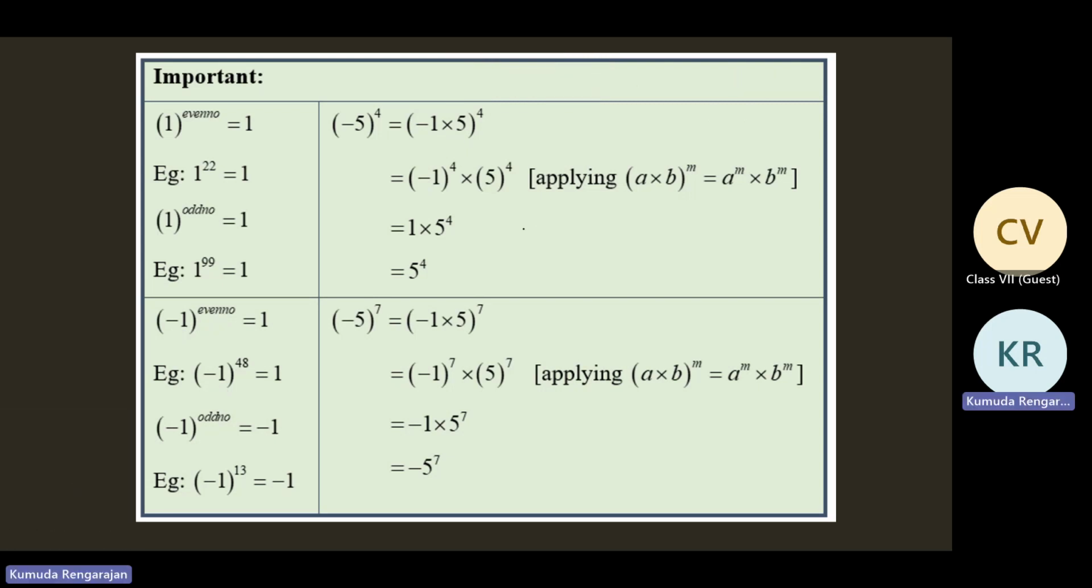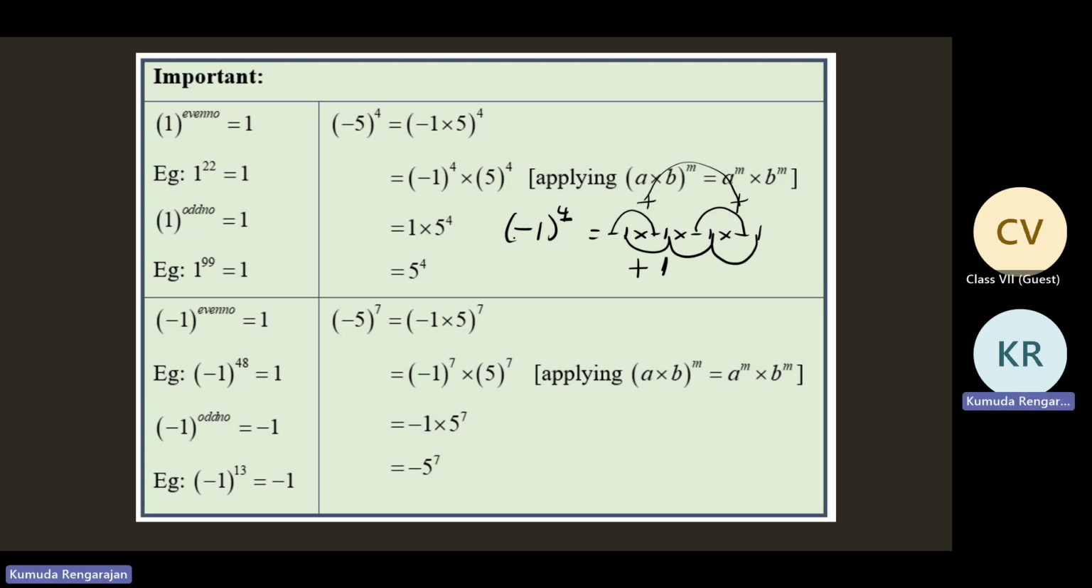Now just consider minus 1 to the power 4, where the power 4 is even. This means minus 1 into minus 1 into minus 1 into minus 1. Minus into minus is plus, minus into minus is plus. Plus into plus is plus. Now 1 into 1 is 1. So plus 1.